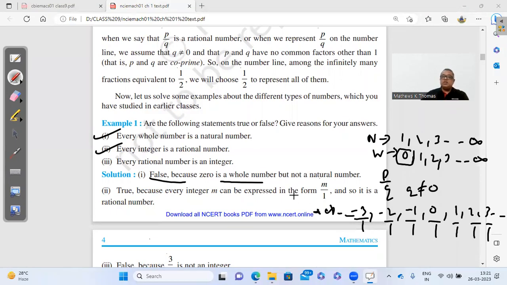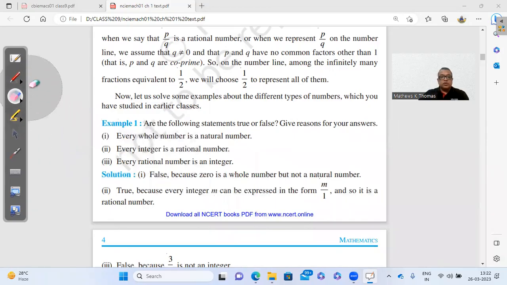So every integer is a rational number is true, because it can be expressed in the form of m upon 1. And the only criterion, we said that it cannot be a rational number if it is P by Q where the denominator is 0. So it should not be equal to 0. And whenever we are writing an integer, we can write it with denominator 1. And therefore, that is a true statement.